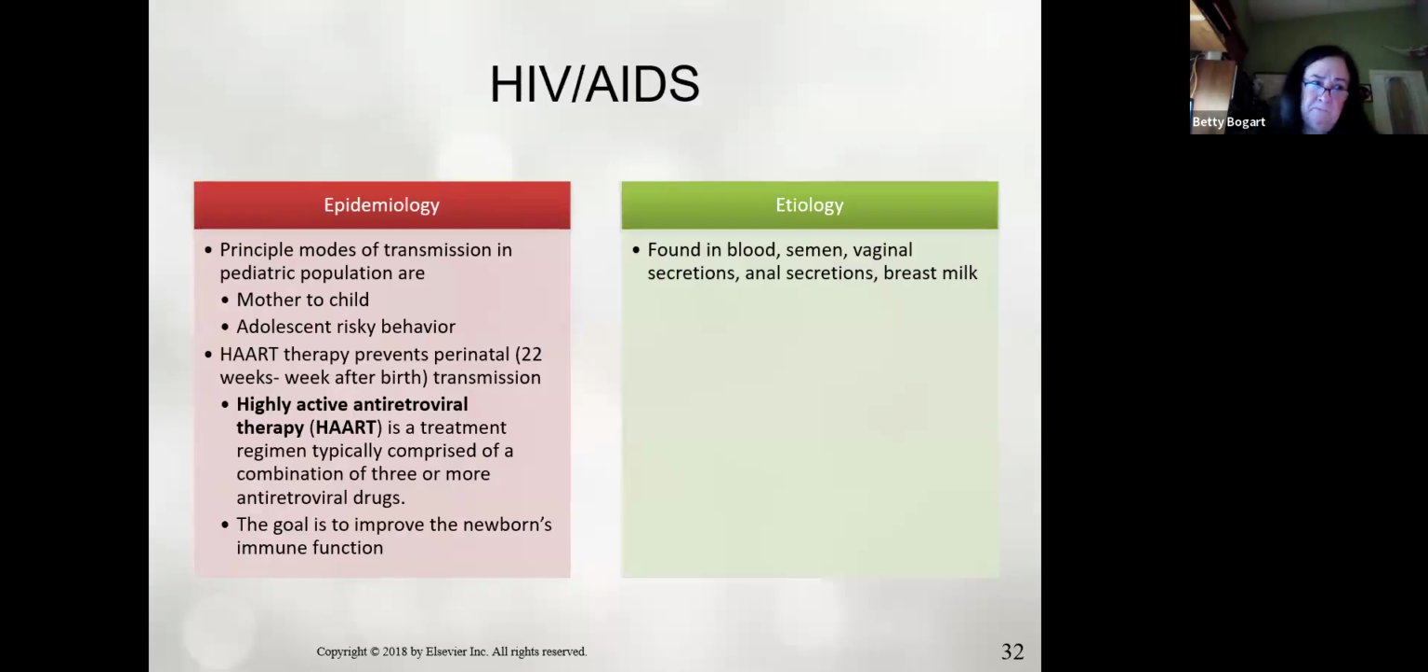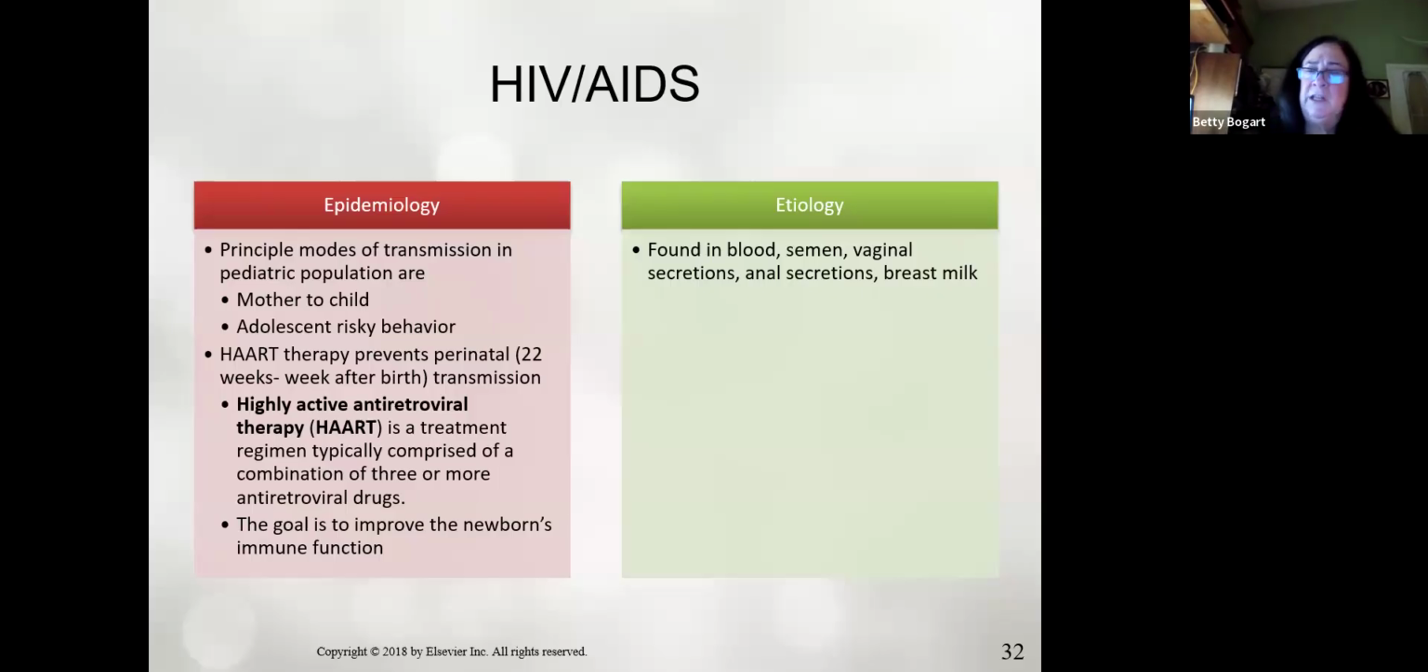HIV and AIDS. Children, do they get HIV and AIDS? Sure. We know babies can be born to a mother with HIV, and we know older children, we hope they're not, but adolescents might be into risky sexual behaviors, and that could cause it too. So, how do we help this newborn baby be the best and healthiest it can be?